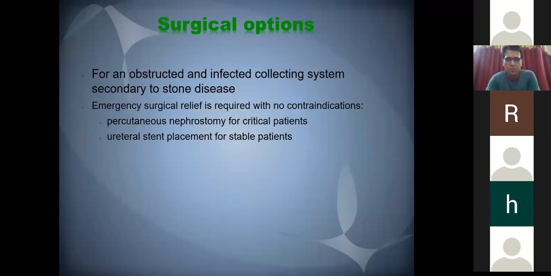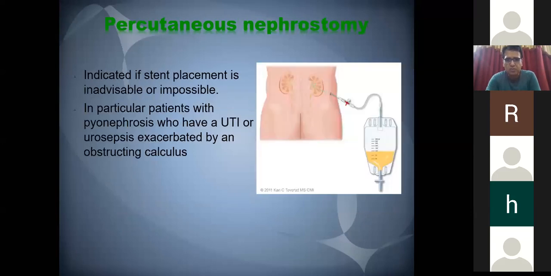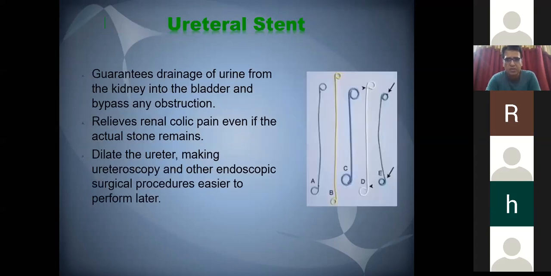So when there's obstruction and infection in the collecting system, you need to divert, you need decompression of the kidney, you need to take out the urine in some other way. So you need either percutaneous nephrostomy or ureteral stents. This is the percutaneous nephrostomy, in which you pass a small tube inside the kidney to divert the urine output directly into a bag from the back of the patient. The other one is ureteral stents, which are passed through the ureters. It is a stent placed between the bladder and the kidney, and it bypasses the stone obstruction.